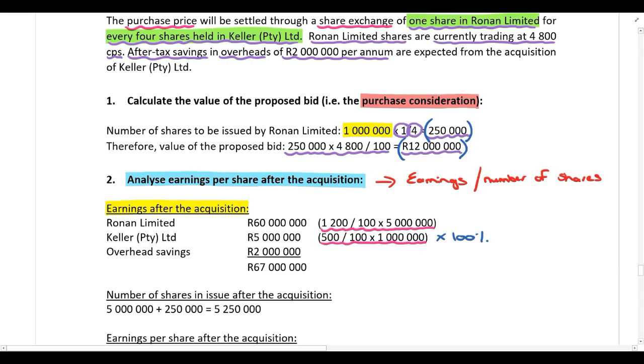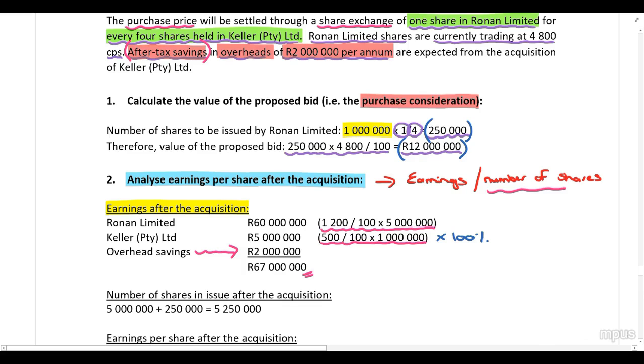However, we were told that after-tax savings in overheads of 2 million rand per annum are expected from the acquisition. So obviously that will have a positive impact on earnings after the acquisition. There will be overhead savings of 2 million rand. Please note that that saving is already after tax, so don't multiply by 72%. So that gives us earnings after the acquisition.